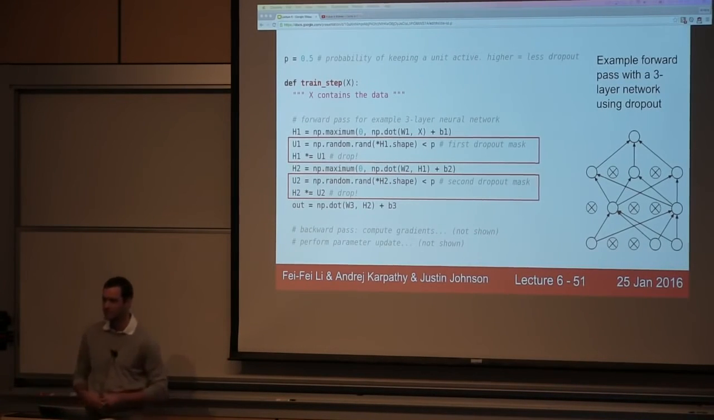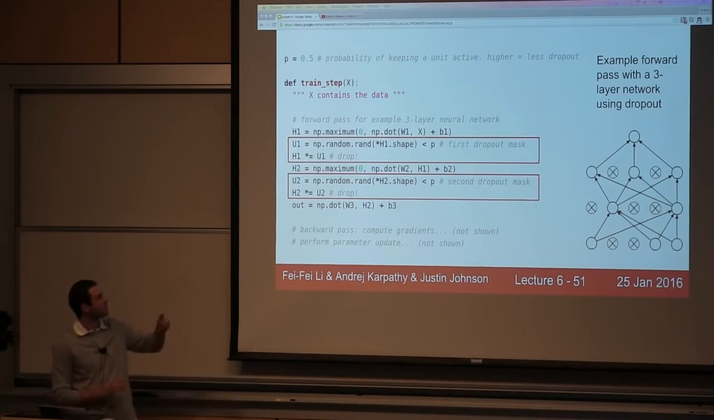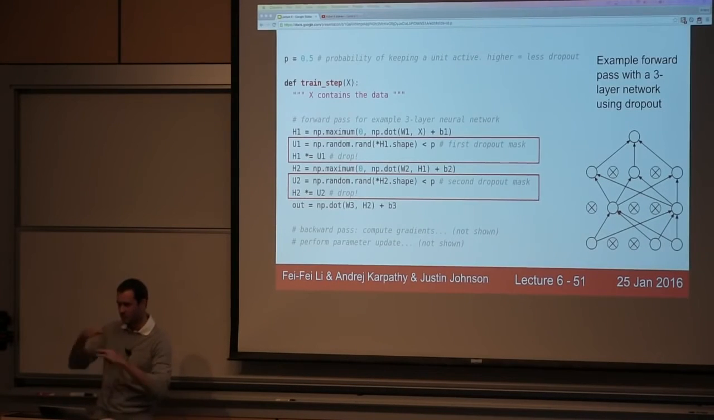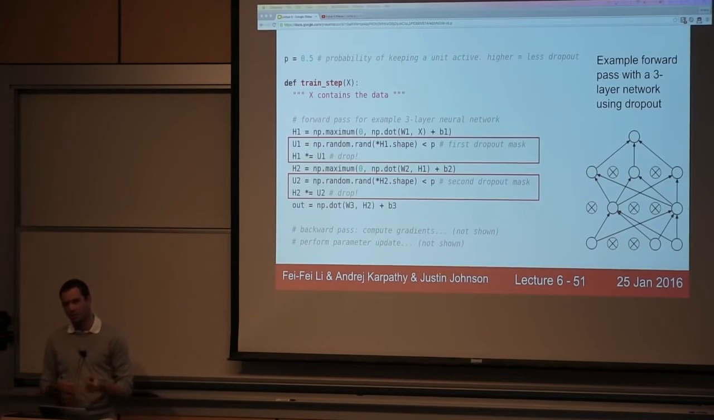Go ahead. Would you be making the matrix sparse so you can use sparse matrix optimizations when you do the calculations? So instead of computing all the H's, you only compute the neurons that are not being dropped, and in that case you do sparse updates. Yeah. So you could in theory, but I don't think that's usually done in practice. We don't worry about it too much.